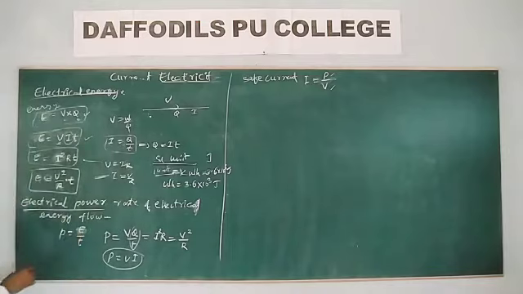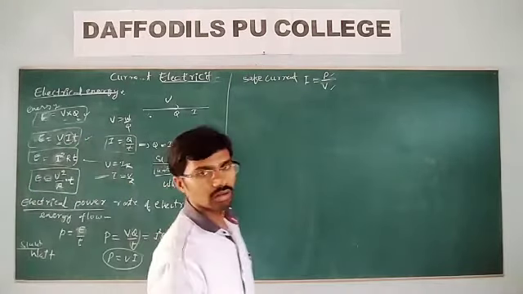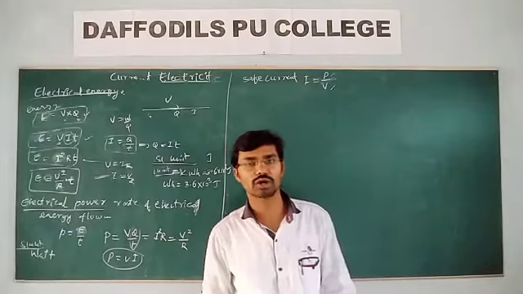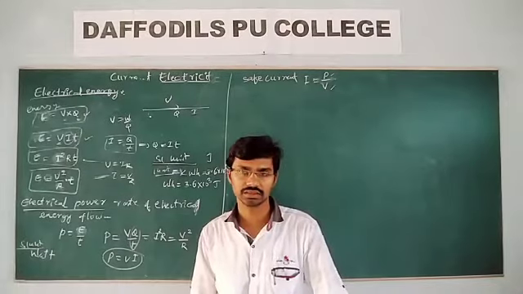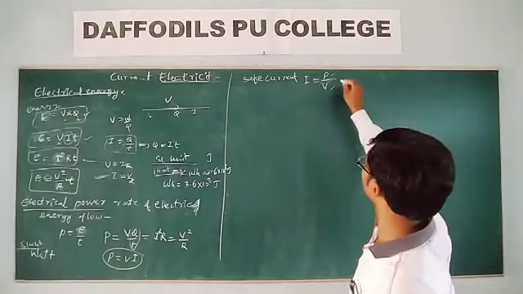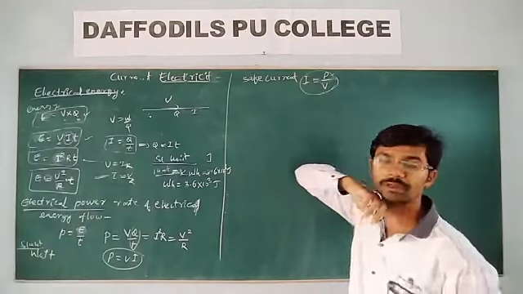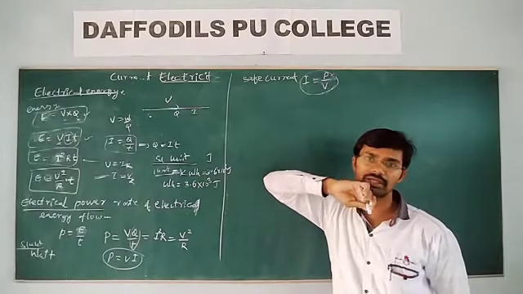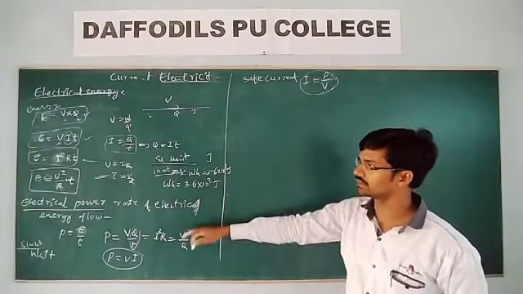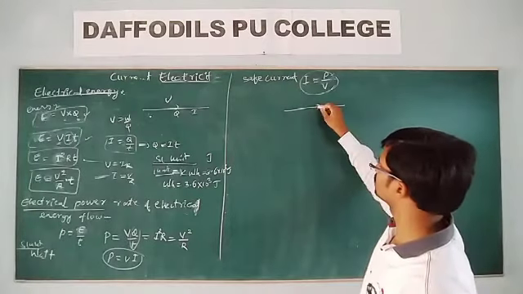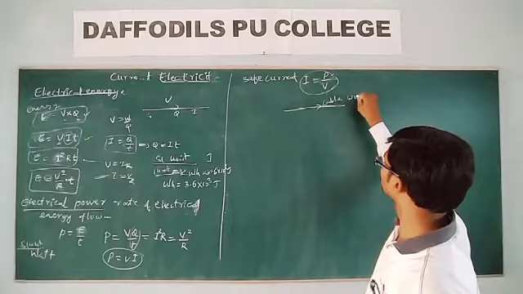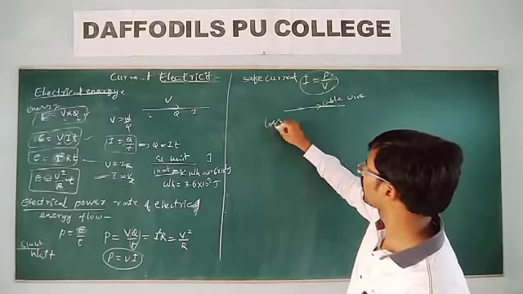Whereas the unit of power is the watt, the SI unit of power. We also have horsepower. 1 horsepower is equal to how many watts? 746 watt, which we already know from first PUC. So here the safe current I is equal to P by V. So this is what electrical energy and electrical power in a circuit are. Then whenever current goes through a cable wire, what is the power loss?